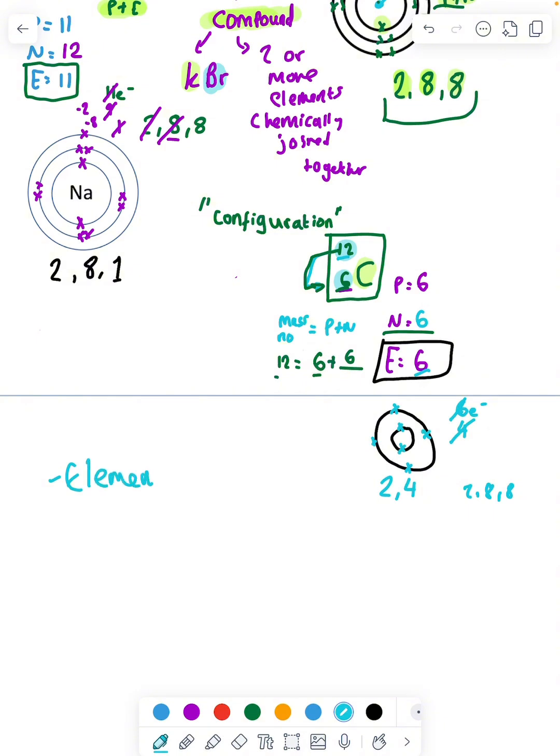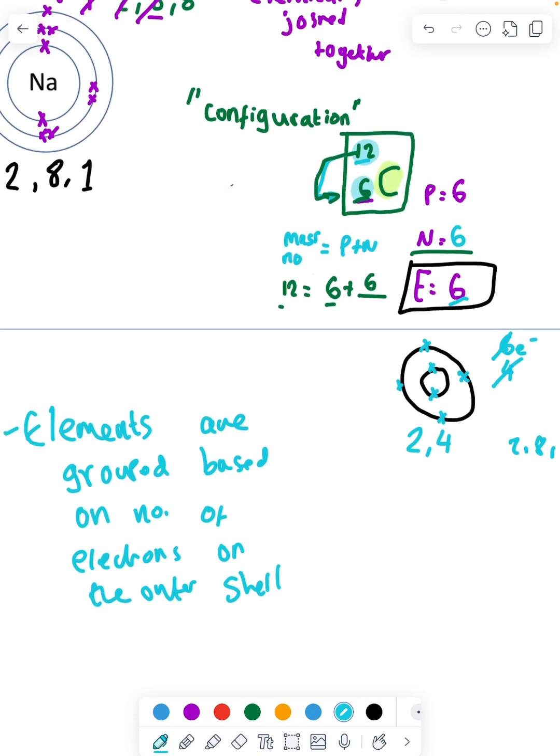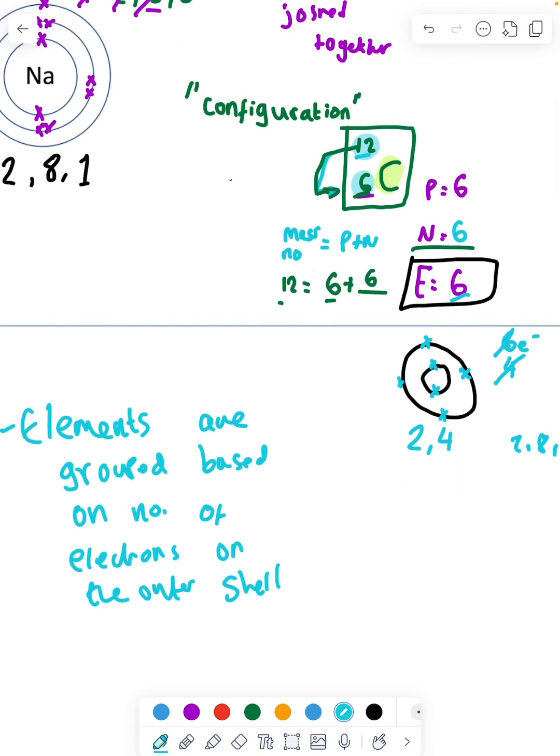So I'll take note of this again. Elements are grouped based on the number of electrons on the outer shell. And again, this sounds a little harder than it needs to sound. So elements are grouped based on the number of electrons on the outer shell.